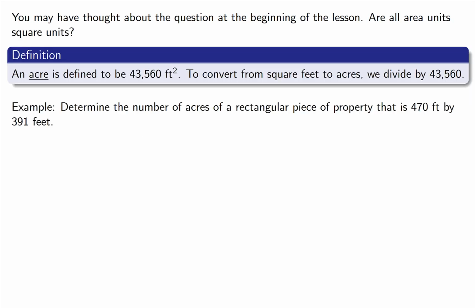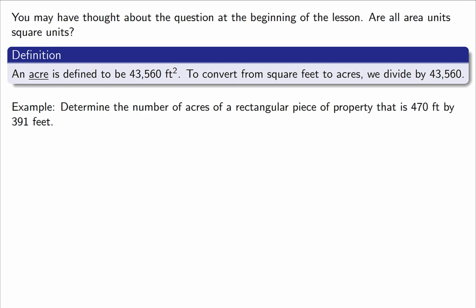For our final question, let's go back to the question I asked at the beginning of this lesson. Are all area units square units? If you came up with this one, then you realize that the answer is no. An acre is an example of an area unit that is not a square unit. It's usually used to measure land and land sizes. There is one given in the metric system called hectares, which is usually its most common one. It's kind of similar in size to the acre. But the acre is one of our standard units.